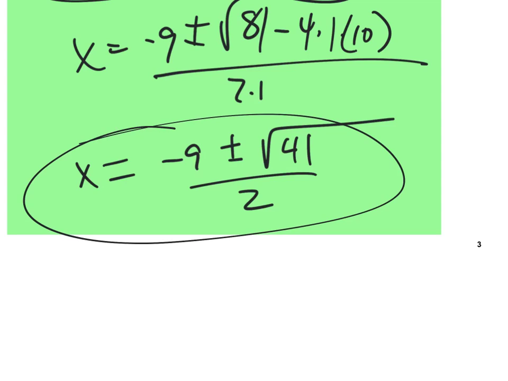You know 2 doesn't go into it because it's not even. Do you guys know how to tell if 3 goes into it? Or 4? Okay, here's how you can tell. If 3 goes into something, you add up the digits, and if 3 goes into that, then 3 goes into it. So what if I add up these digits? 4 plus 1 makes 5. Does 3 go into 5? No. Let me give you an example.